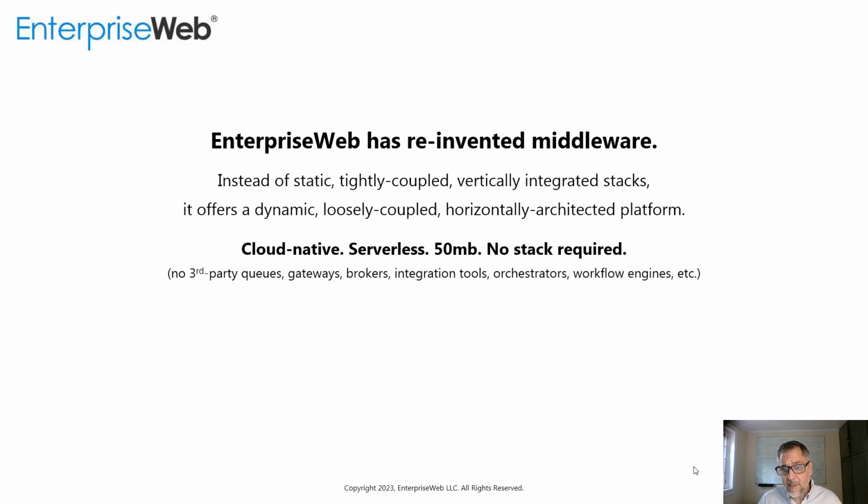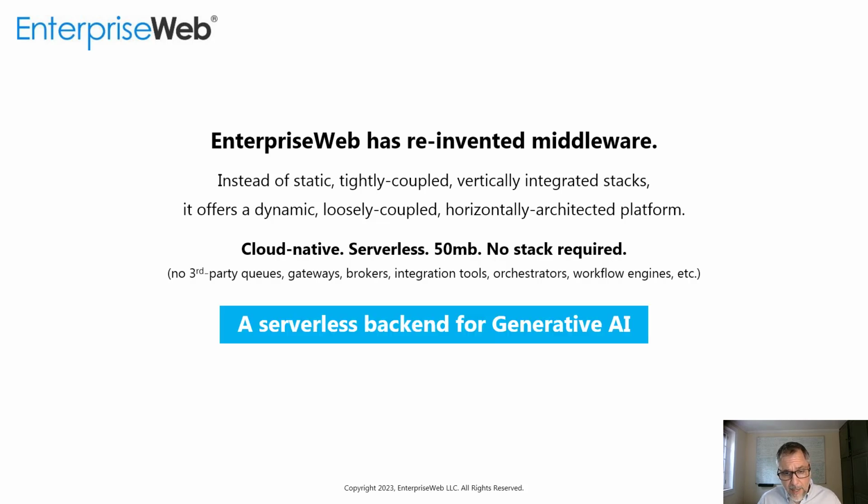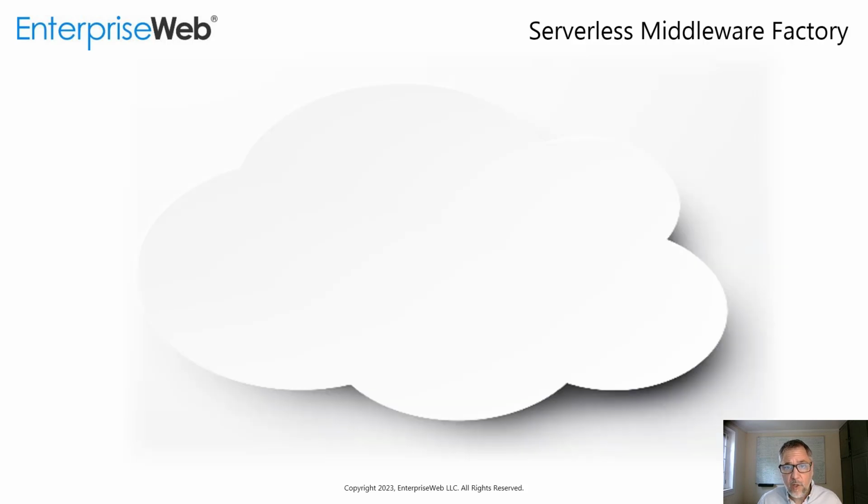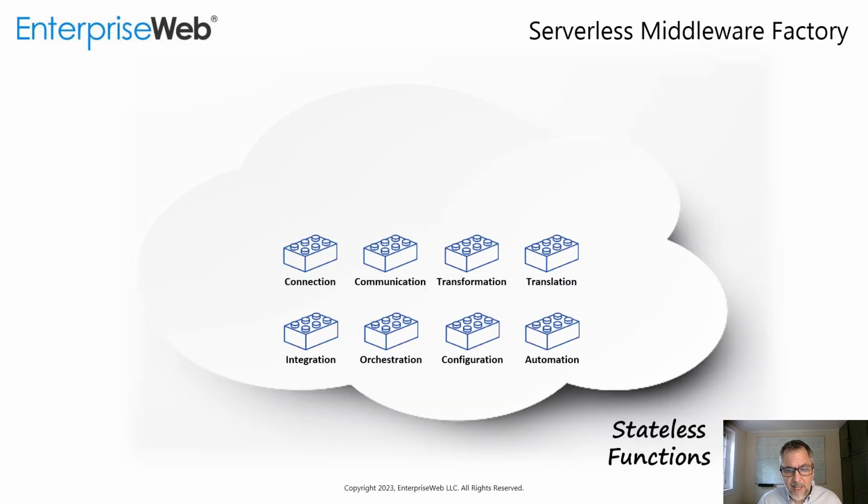So the idea here is that you now have a common, holistic solution that you can deploy to any environment at the core, at the edge, on a device, and give a consistent developer experience and rationalize your solution architecture. And what Enterprise Web is providing in this context is a serverless backend for generative AI, which is pretty exciting. So what does Enterprise Web really boil down to?